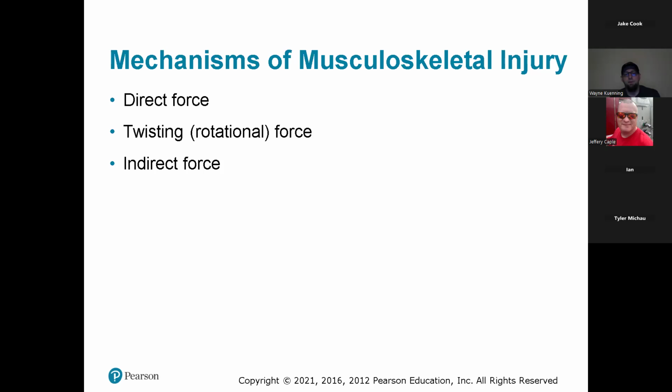Direct force, blunt trauma, falls, car wrecks. Those are going to be your direct force. Twisting or rotational force is mostly sports related. Indirect force is going to be typically your blast injuries.